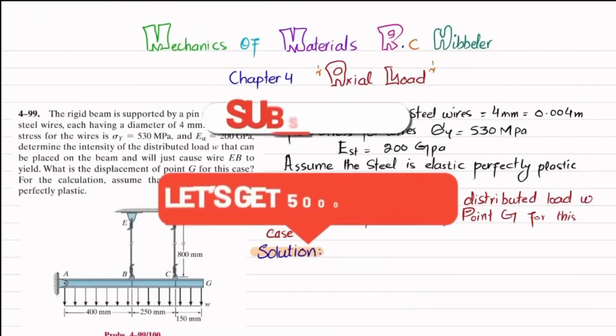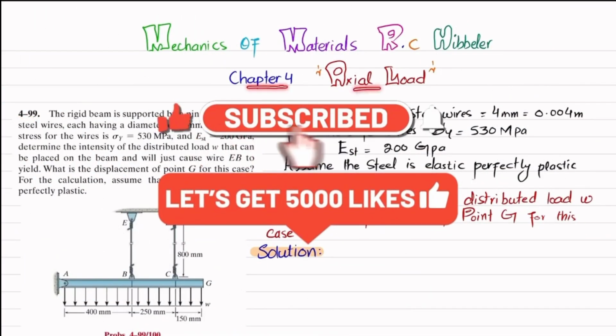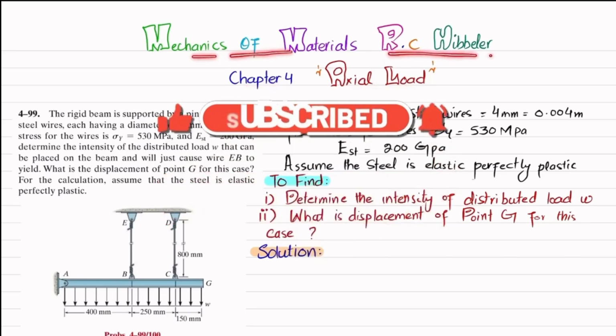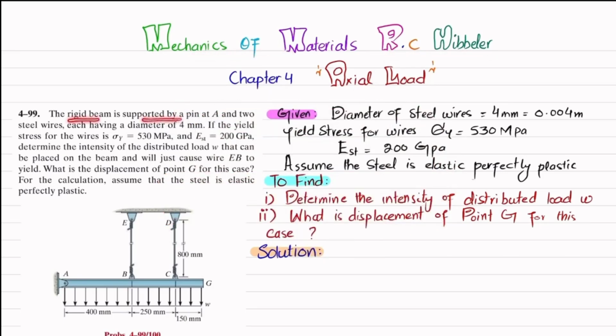Welcome back. Problem 4-99. This problem is taken from chapter number 4, Axial Loading, and book name is Mechanics of Materials by R.C. Hibbeler. So statement is the rigid beam is supported by pin at A and 2 steel wires having diameter of 4 mm.